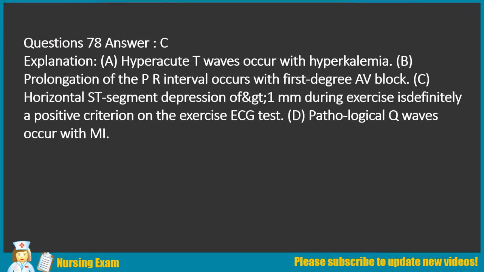Question 78 answer, C. Explanation. A. Hyperacute T waves occur with hyperkalemia. B. Prolongation of the PR interval occurs with first-degree AV block. C. Horizontal ST segment depression of at least 1 mm during exercise is definitely a positive criterion on the exercise ECG test. D. Pathological Q waves occur with MI.